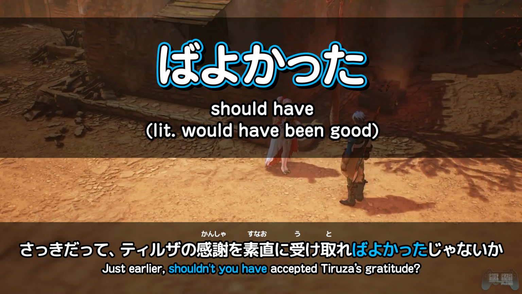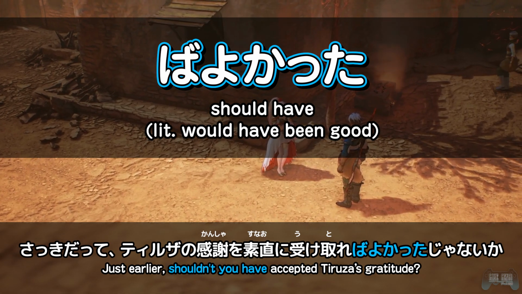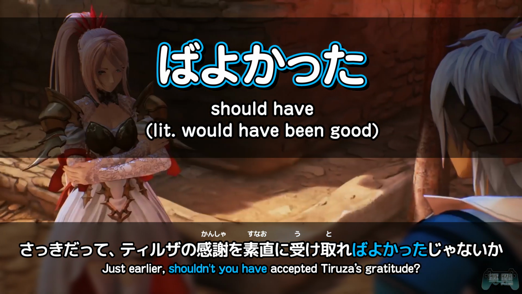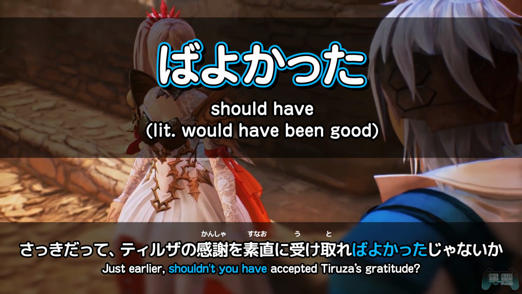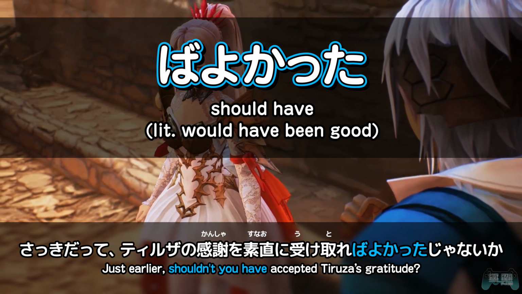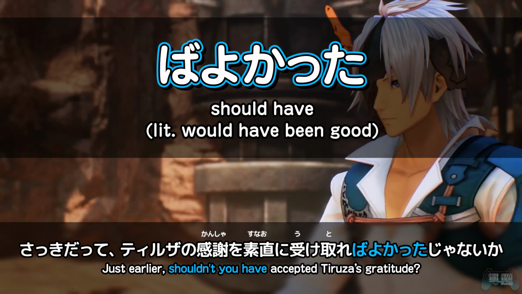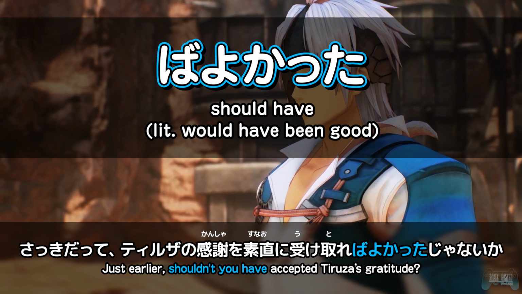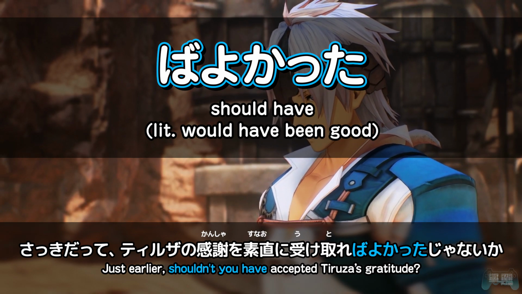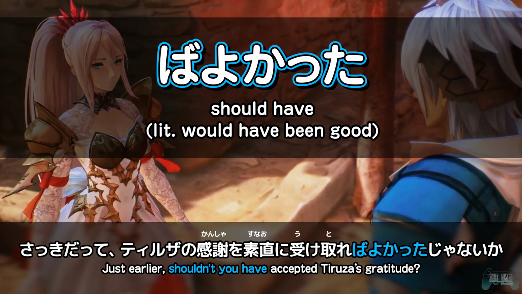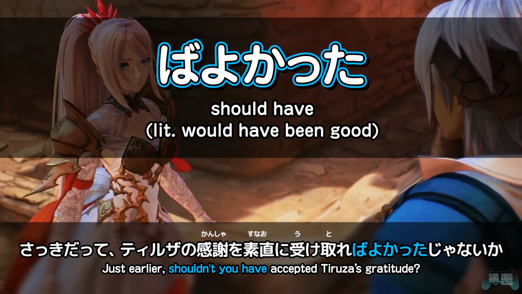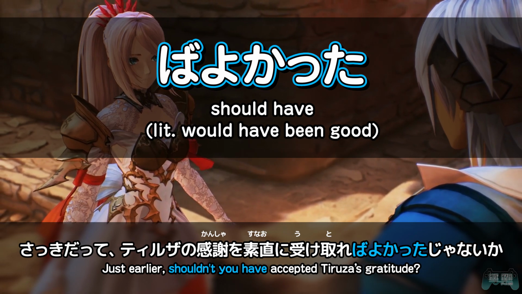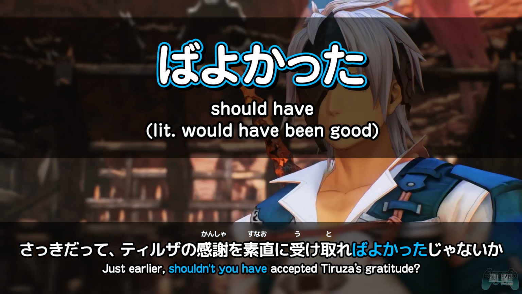So like here in Tales of Arise, the main character Alphen is asking the other main character Shionne if it would have been good if she accepted Tirza's gratitude earlier. So here asking, shouldn't you have accepted it? Or literally, wouldn't it have been good if you accepted? Uketoreba yokatta. It would have been good if you accepted. Let's take a look at some other examples to see how this grammar point is used more clearly.